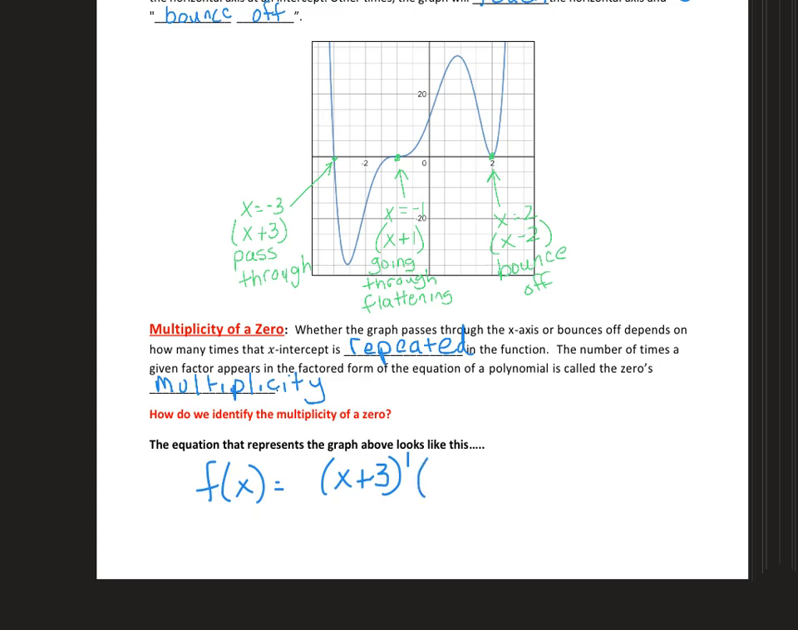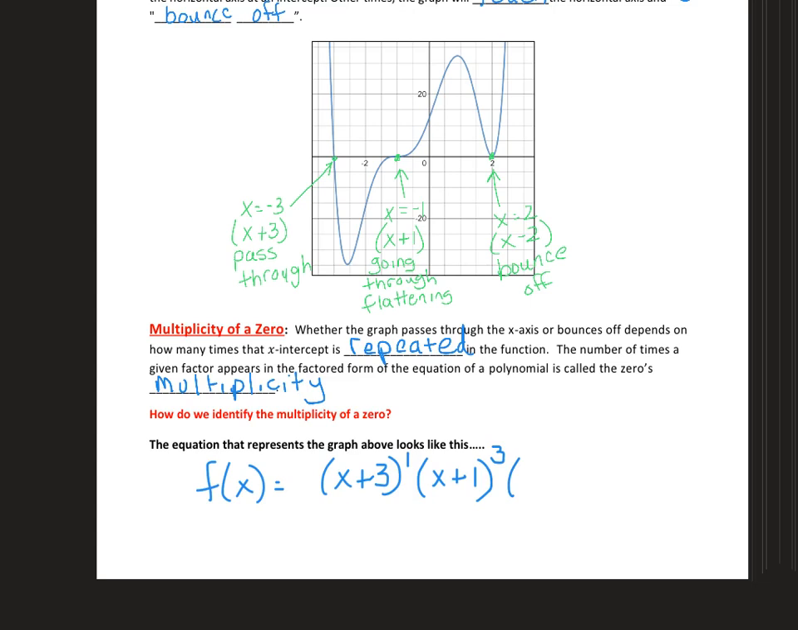The next farthest left is x equals -1, which would be x plus 1 as a factor. And what causes this graph to kind of go through the x-axis but flatten out a little bit is another odd exponent, and it would be a 3. So we still pass through, but this higher degree here, or higher exponent, is causing the flattening.